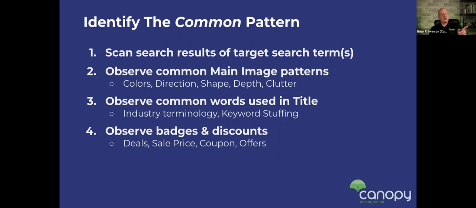Clutter is another big one. I'll actually show you an example of clutter because it's very common for brands on Amazon to make a mistake of trying to push the value of everything that they're selling, all the accessories, into the main image. That's a huge mistake, by the way.